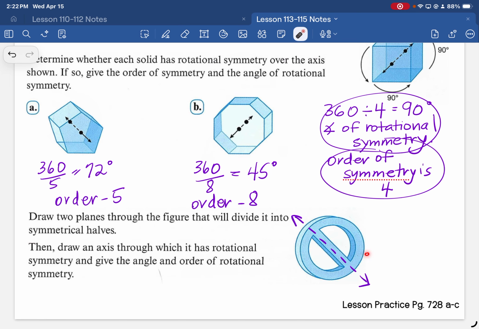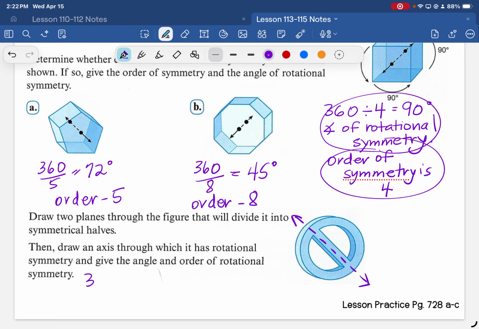And again, we're rotating it around. There's 2 halves, so we will take 360, divide it by 2. Tell me what you get. 180. There's my angle of rotational symmetry. And they want the order. So if there's 2 halves, our order is 2, because it spins once and then spins again and then back to where it was.